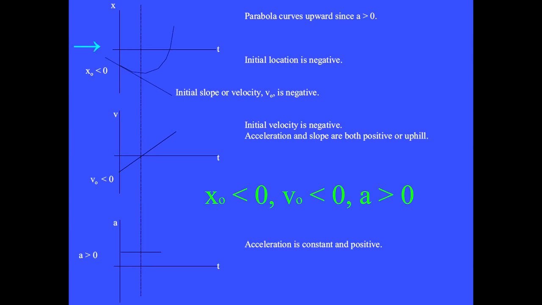In the position versus time plot, the parabola curves upward since the acceleration is greater than zero. We shift the parabola vertically so that the initial location is negative, and we shift the parabola left and right so that the initial slope is also negative.